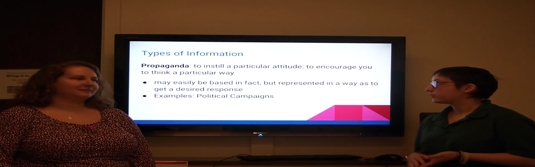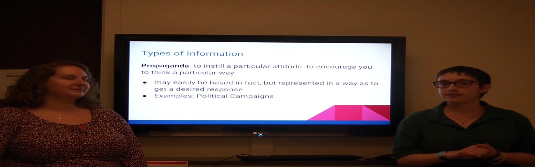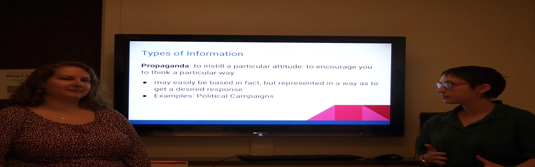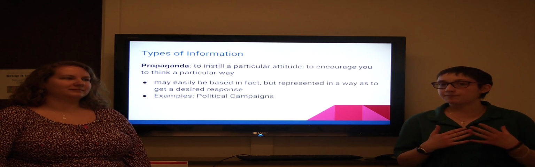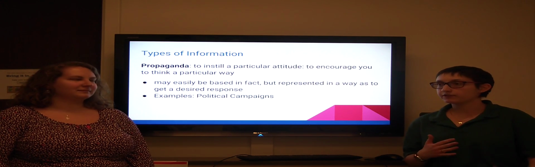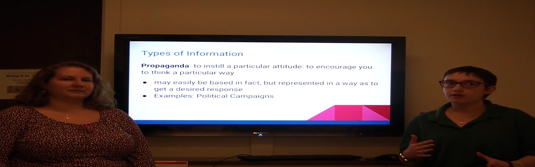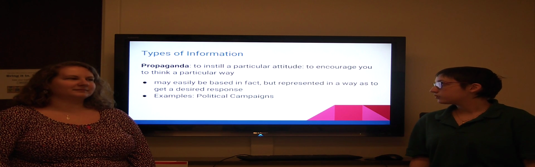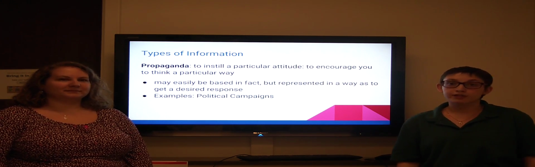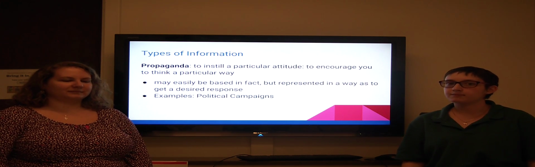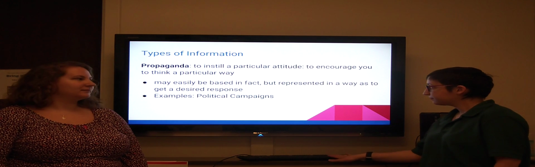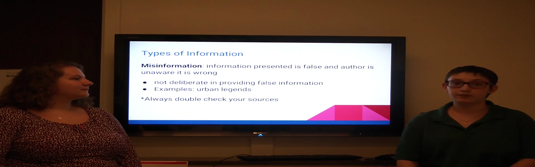So the first kind we're going to talk about is propaganda. Now, propaganda is information that's intended to create a particular attitude in its audience. So it might be based in fact, it might actually have true facts in there, but it's being deliberately framed in a way that promotes a particular bias. A really good example of this would be political campaigns that often include real facts and statistics, but are designed to make you think a particular way about a particular candidate. So that's propaganda. The next kind is misinformation.